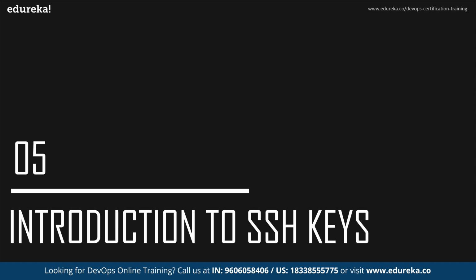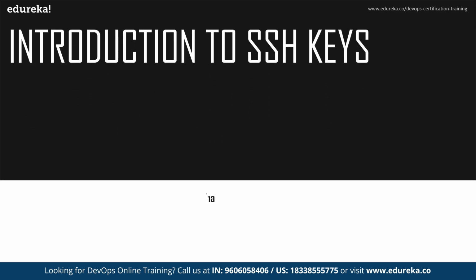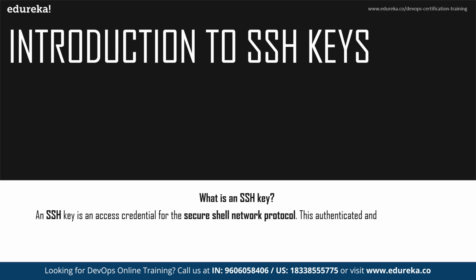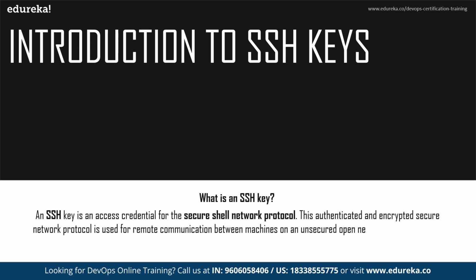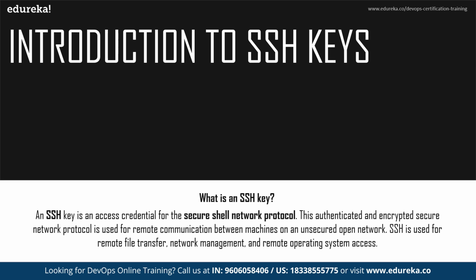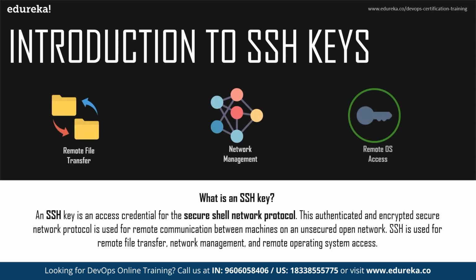Let's go through a brief introduction to SSH. Now, what is SSH? What is an SSH key? Now, an SSH key is an access credential for Secure Shell Network Protocol. It's basically an authenticated and encrypted secure network protocol and is used for remote communications between machines on an unsecured open network, for remote file transfer, network management, and remote operating system access. So basically, it's typically used to log into a remote machine and execute commands in it.